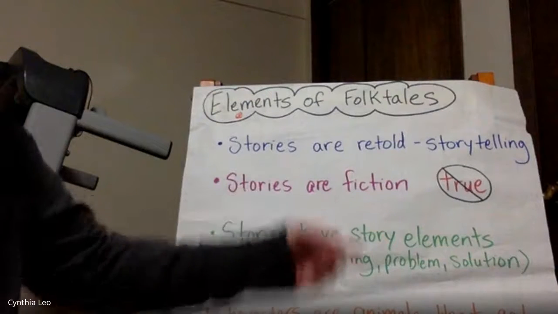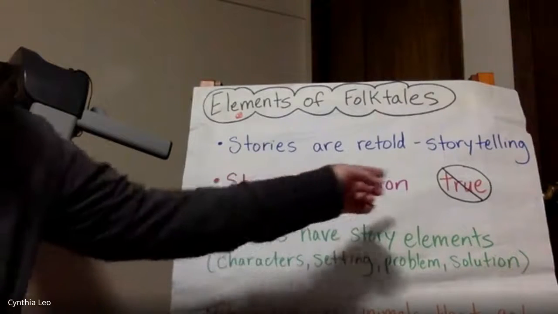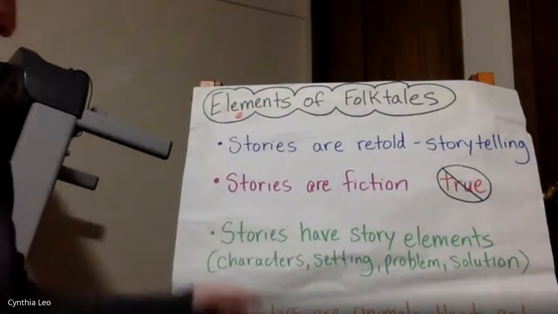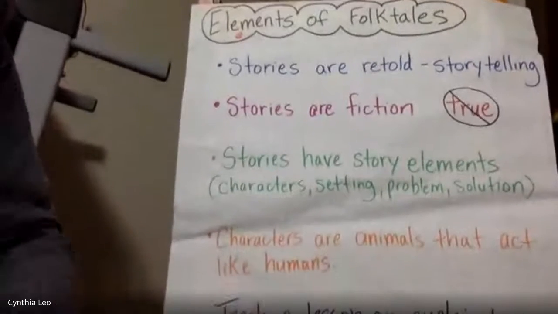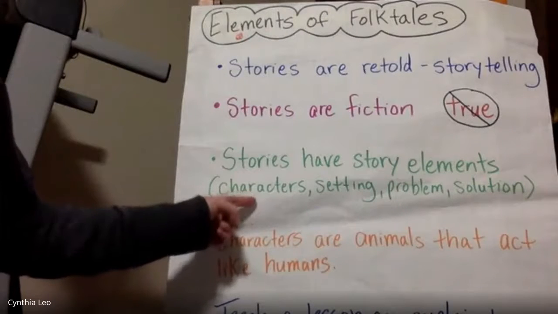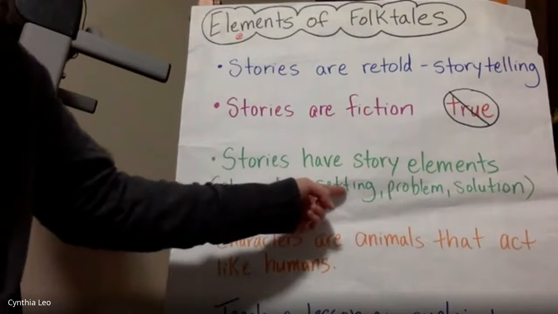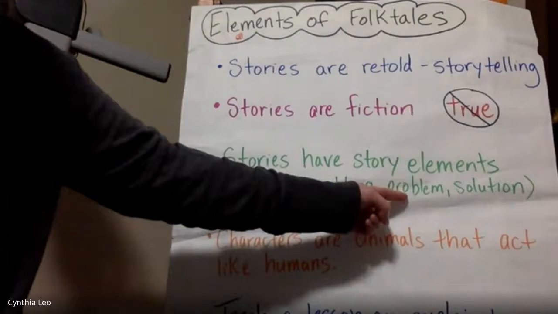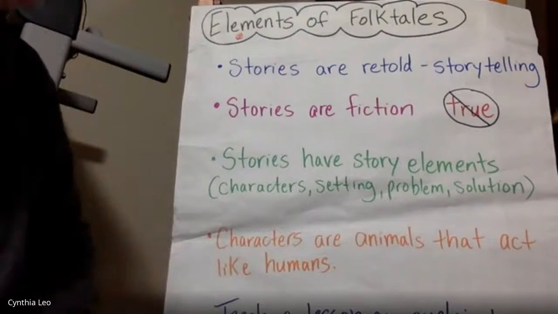Also, you're going to find out that stories are fiction. In our last unit, we talked all about nonfiction. So all these stories are fiction or they're fake, meaning not true. And the three elements we're really going to look closely at today are these. The stories have story elements, meaning they have characters, who is in the story, they have a setting, where the story takes place, a problem, what happens, something goes wrong, and finally a solution. How is that problem solved?